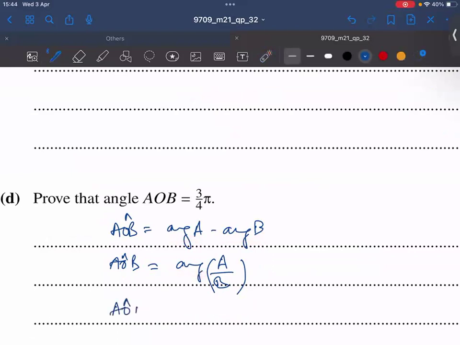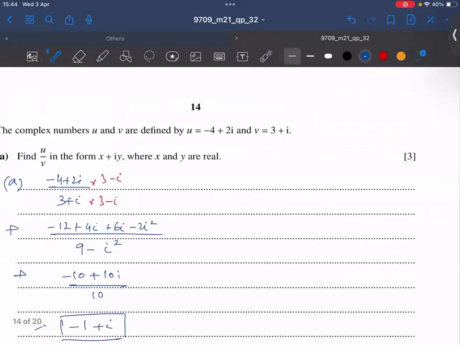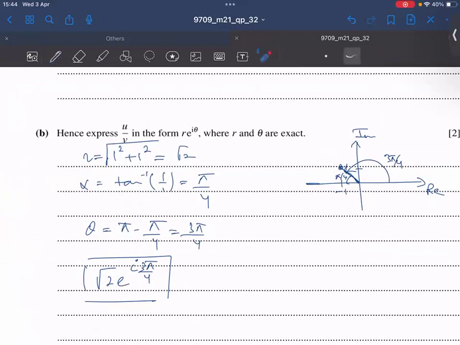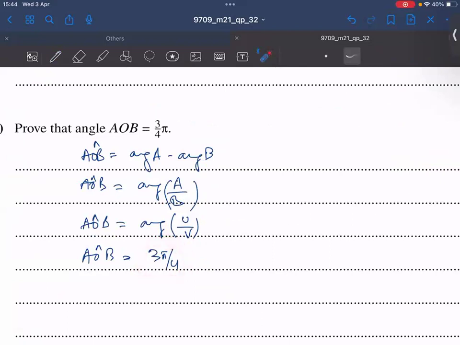And argument of A over B is what? What is A? It is U. And what is B? It is V. So argument of A minus argument of B is actually argument of U over V, which you have already found to be equivalent to 3 pi by 4. We just found over here in part B the argument of U over V, theta, to be 3 pi by 4. So you can write it down over here, 3 pi by 4. This shows that yes, the angle AOB is equivalent to 3 pi by 4. That's what you were supposed to show. Is it clear or not, both of you? Saman? Yes, sir.